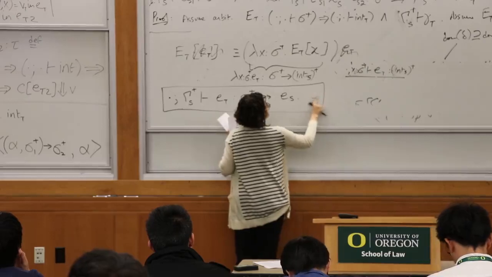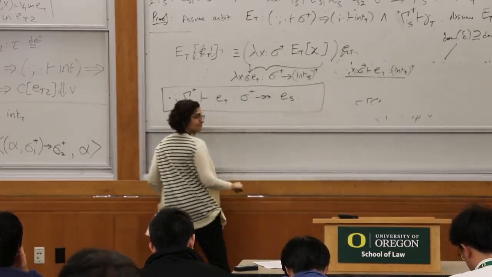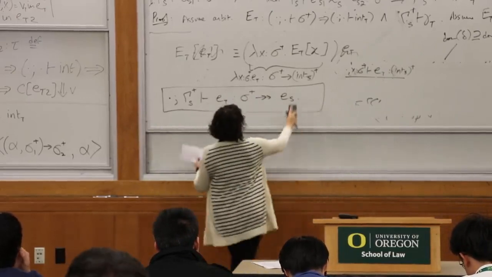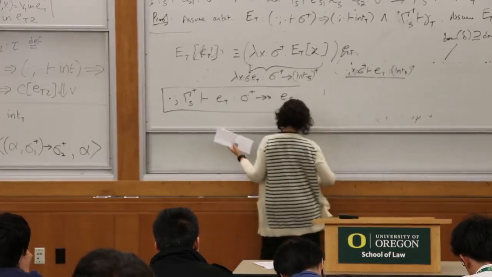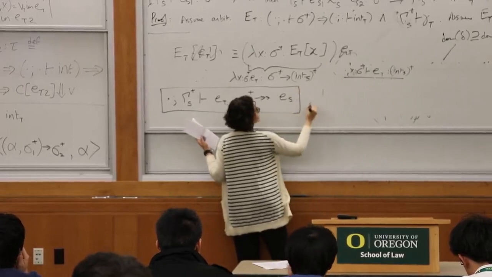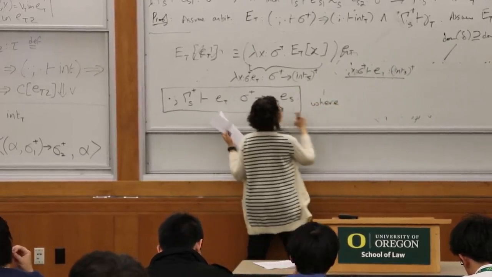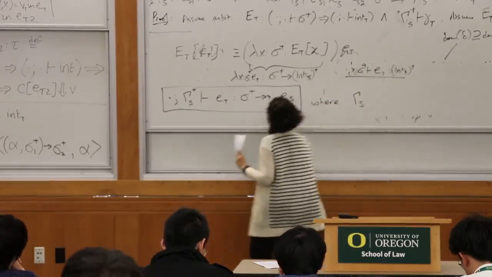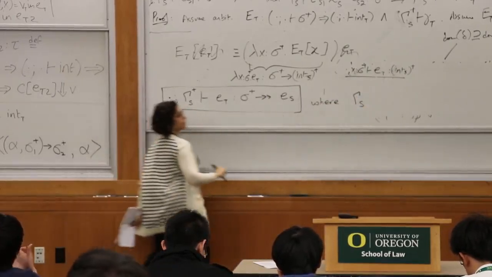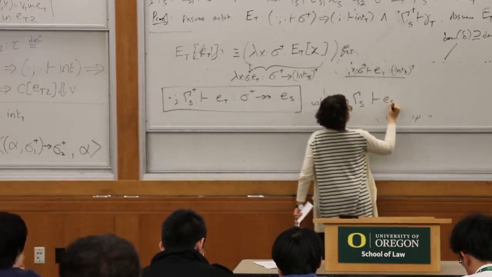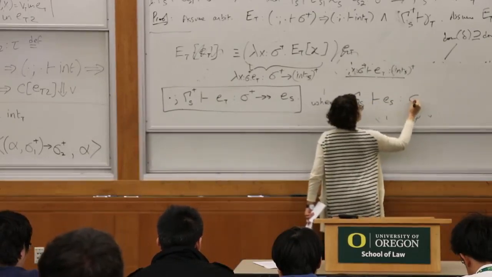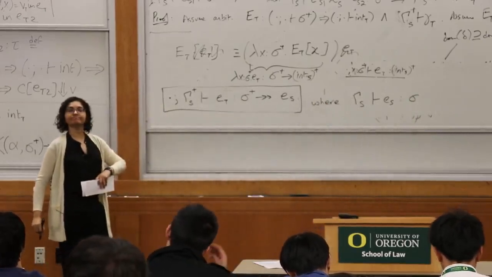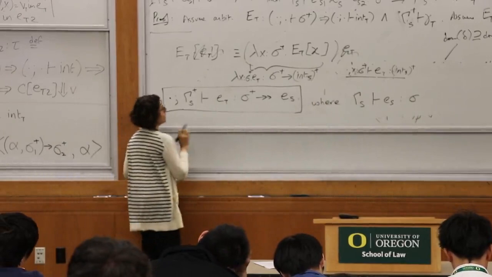Let me specify one other thing. Let's not write this here. Let's write it as a where. I wish to produce e_s that have type sigma under gamma_s. Notice that this is the translation of gamma_s. Under gamma_s, I should be able to type check e_s, and it should have the type sigma. Okay?